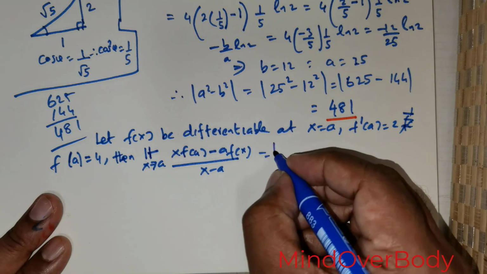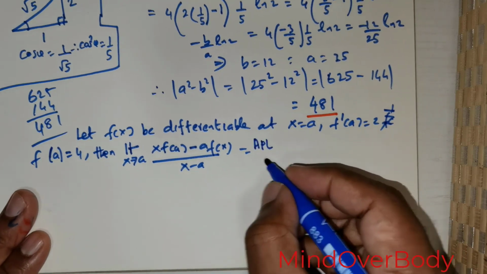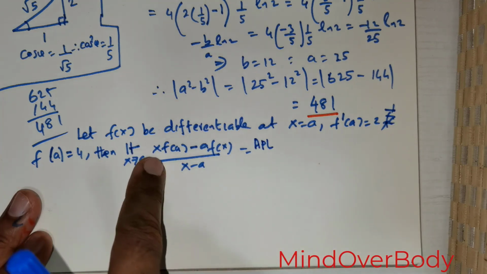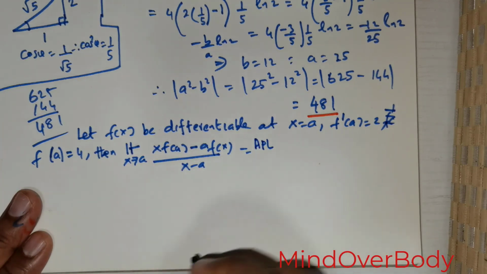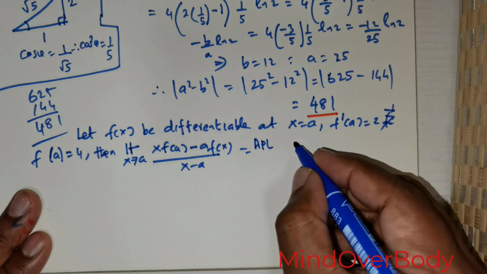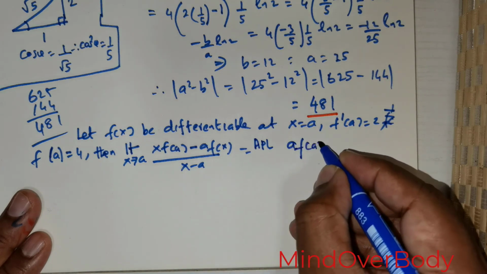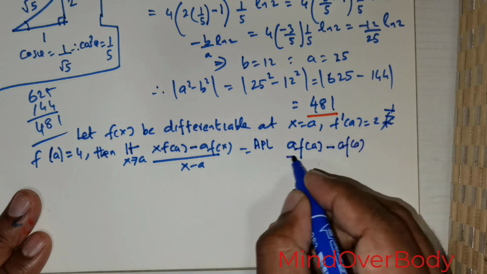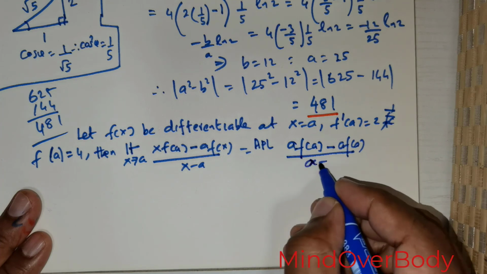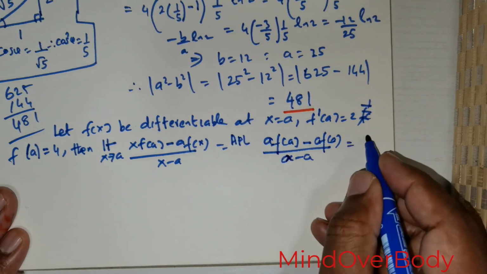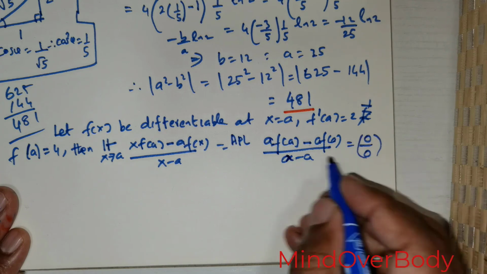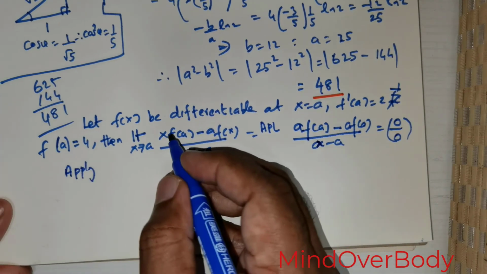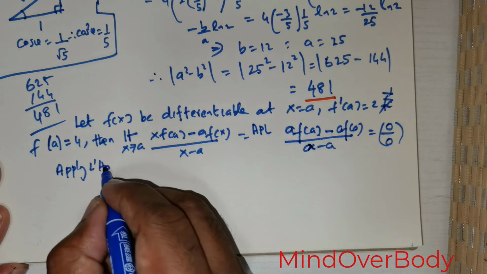So I will start off by applying the limits. If I were to apply the limits, this is going to be a times f of a followed by a times f of a divided by x. X is going to be a negative a. So this is clearly 0 by 0 form. Now once you get this form, we can apply the L'Hopital rule. So that's exactly what I'm going to do.